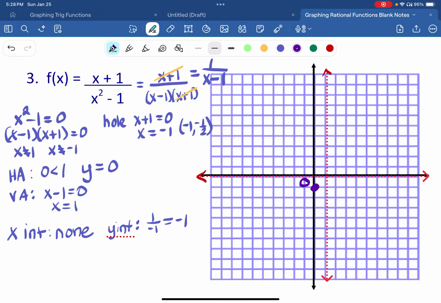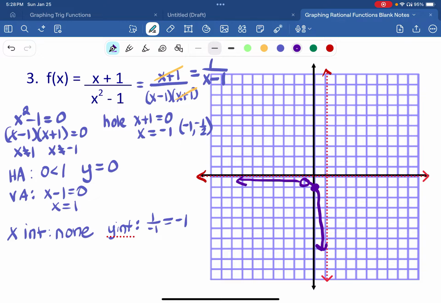You can kind of tell both of these points are down here, so the graph is going to do that. So we can go ahead and graph that part. We're pretty sure what it looks like, so we're just going to sketch. We're skipping where that hole is, and it looks something like that.